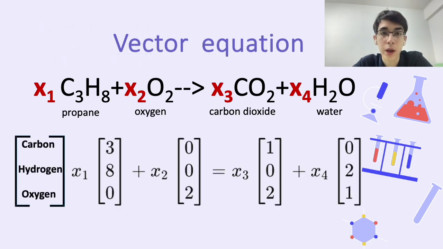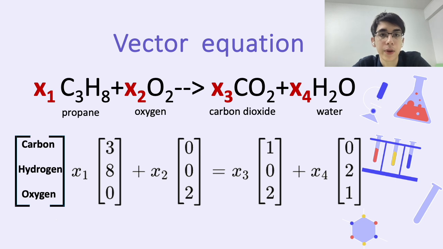I have x1 and then I'm going to make a vector, and I look at the first compound. There I have 3 carbon, so I'm going to put a 3 in my vector. In this compound I also have 8 hydrogen, so I will put 8 in my vector. There I don't have oxygen, so I put a 0 there. Let's look at the next one.